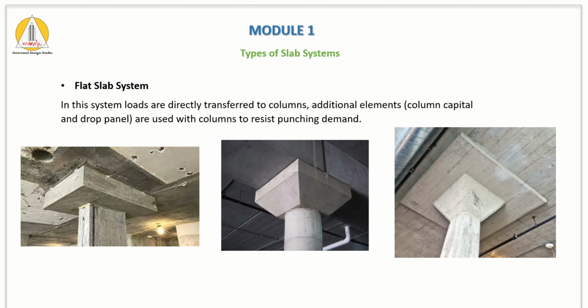The next one is the flared slab system, which consists of the drop panels and column capitals to resist the shear forces. It does not have any beams. You can also use beams, but only at the perimeter of the building. In this system, the loads are directly transferred to the columns, and the additional elements, known as column capitals and drop panels, are used at the column to resist the punching demand coming from the superstructure. Right? So this is called the drop panel. This is the column capital, and this one is the combination of both. It consists of the drop panel plus column capital.